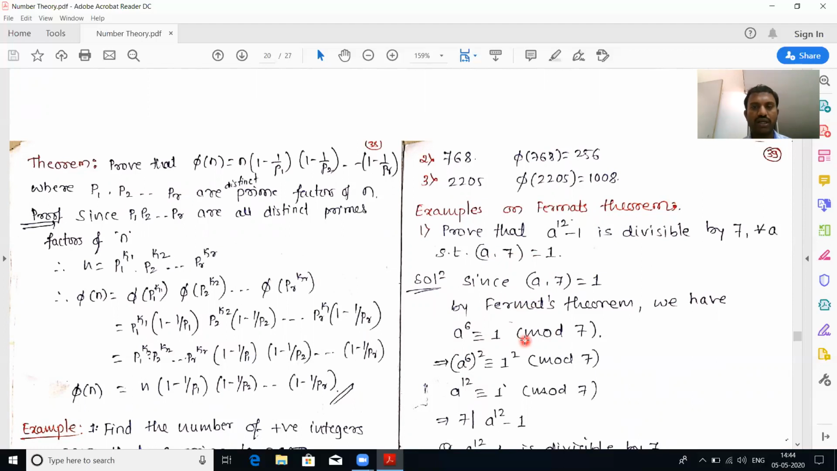We know that whenever a and n are relatively prime to each other, then a raised to n minus 1 is congruent to 1 mod n, or if m is given, then a raised to m minus 1 is congruent to a mod m.